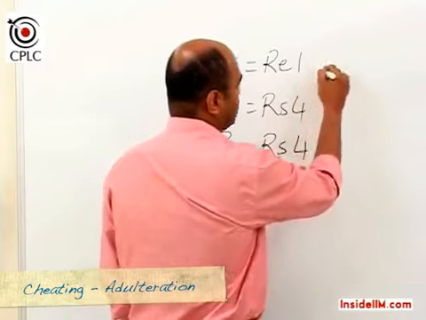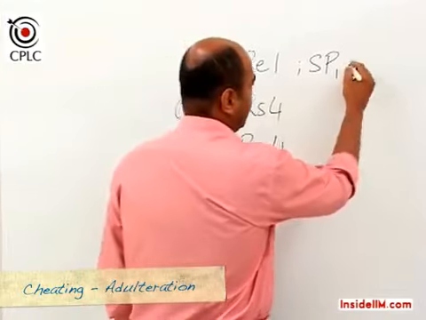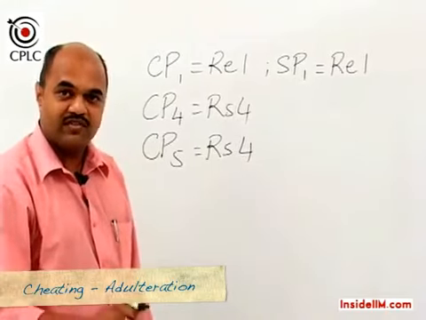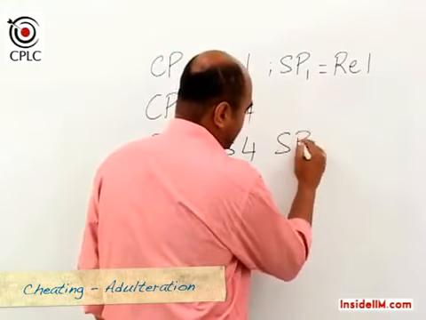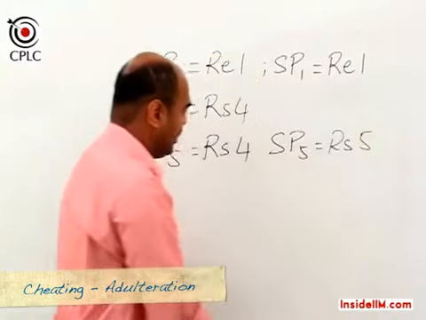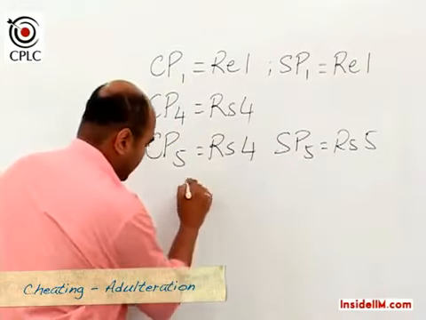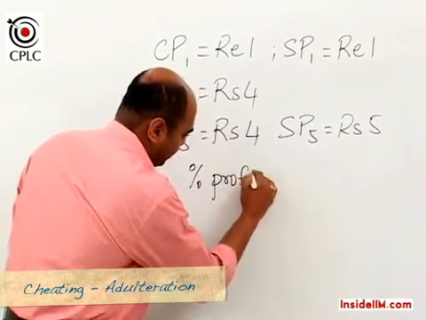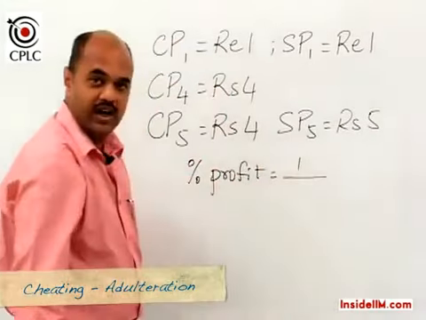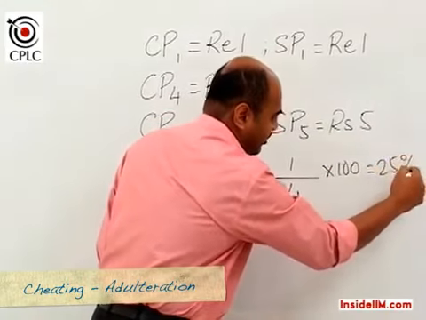Now the milkman claims to sell the milk that he has at cost price, and hence we say selling price of 1 liter is 1 rupee. The milkman is now going to sell 5 liters in all, and hence the selling price of 5 liters would actually become 5 rupees. If we compare these two, we can obviously see that there is a profit involved, and hence if we find percentage profit using our formula, it would be profit, which is 1 rupee, divided by the cost price, which is 4 rupees, into 100, which is 25%.